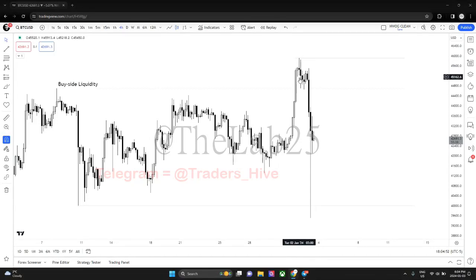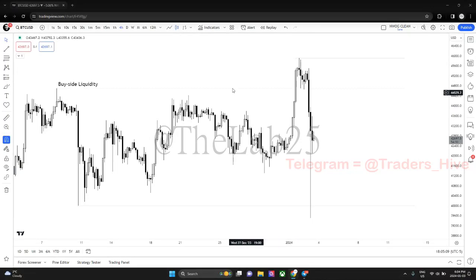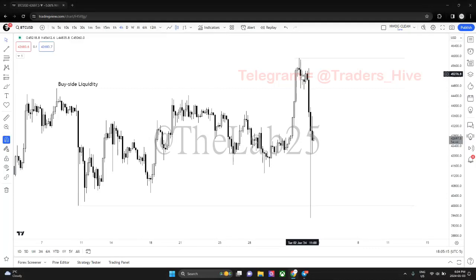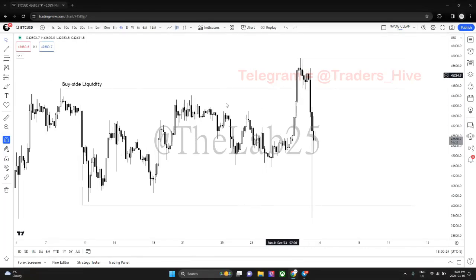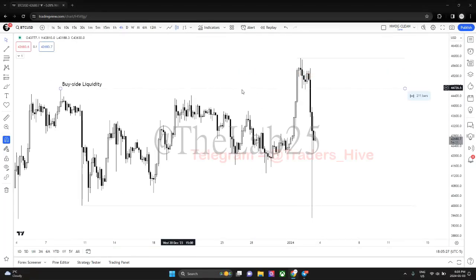I remember when price was trading around here, I stated on Twitter that if you're holding cryptocurrency, you should take profits, right? I think most of you guys saw that. I was anticipating price to drop, which is why I said take profits, right? Because price ran above these highs. There's a lot of liquidity here. There was this high, and this high.